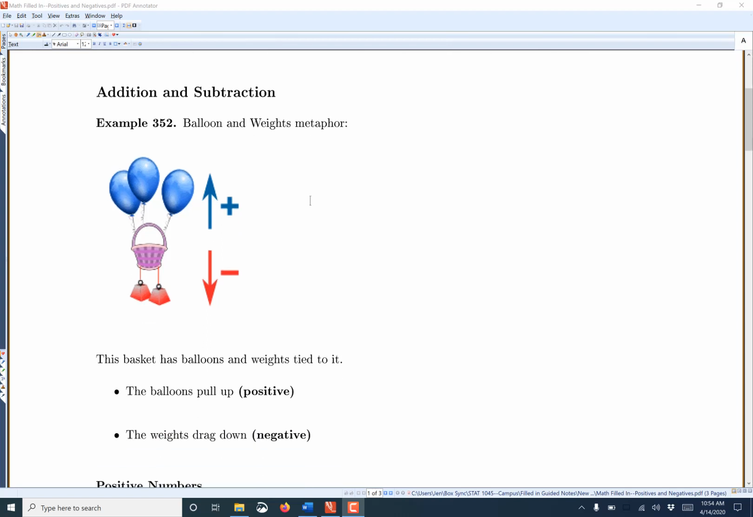For this example, we're going to use a metaphor where we have a hot air balloon, or maybe it's just a basket, and you can put balloons on top or weights on the bottom. Balloons, as you imagine, would pull the basket up, making it more positive. But the weights are going to drag you down to make it negative. So the weights bring you down, they're negative, and the balloons pull you up.